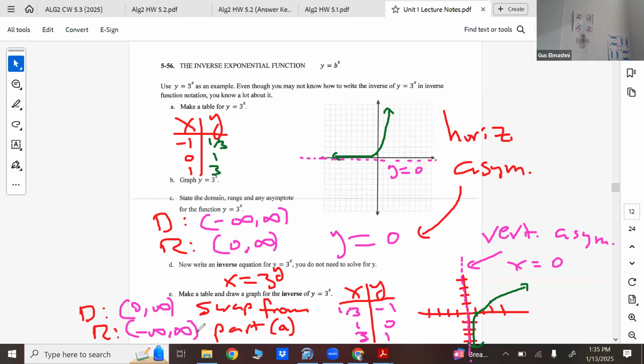Domain is x, range is y. When we do inverse, we switch x and y, so domain and range naturally swap as well. Does the asymptote switch too? Yes, it does. It was y equals 0, now it's x equals 0, so now it's vertical. Also, if I were to superimpose these two graphs, you want y equals x to go right through the middle, which it will.